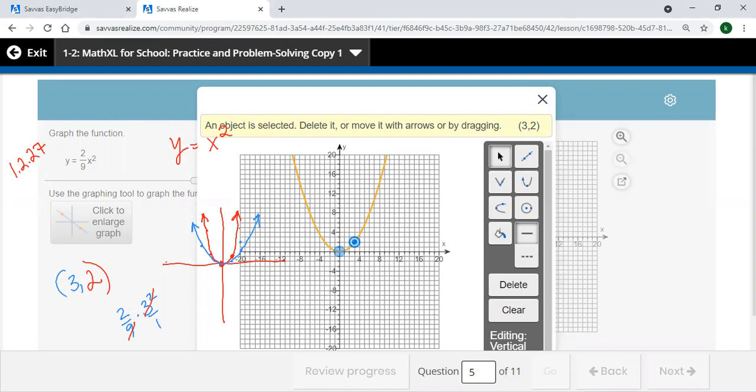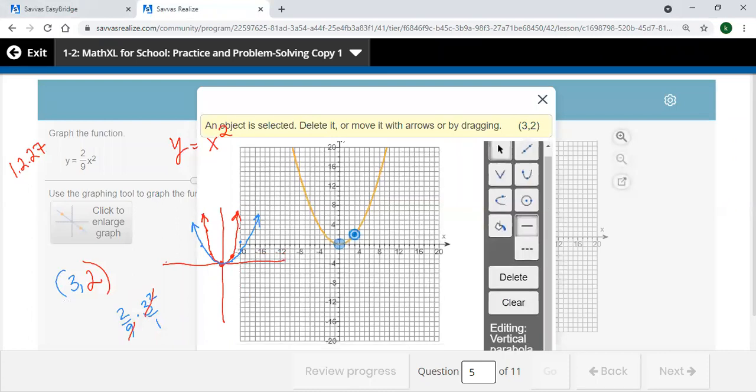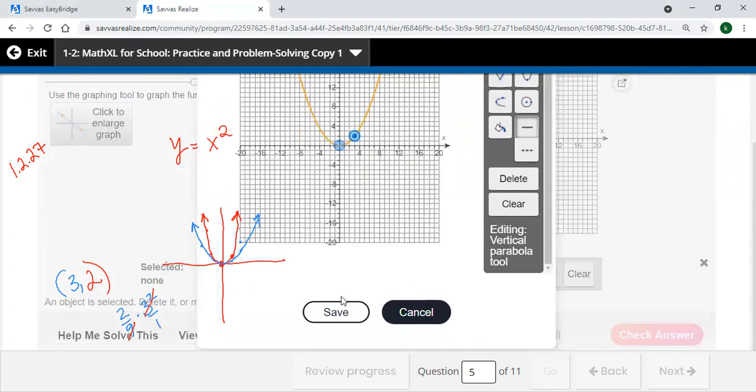1, 2, 3, up at 2. I think I just accidentally hit the exact button I wanted. So it says 3, 2, and I could drag it to another spot if I want. But that's exactly where I want. 0, 0. That was right here. And then I want 3, 2 for one of my next points. So let's submit that. Save it.